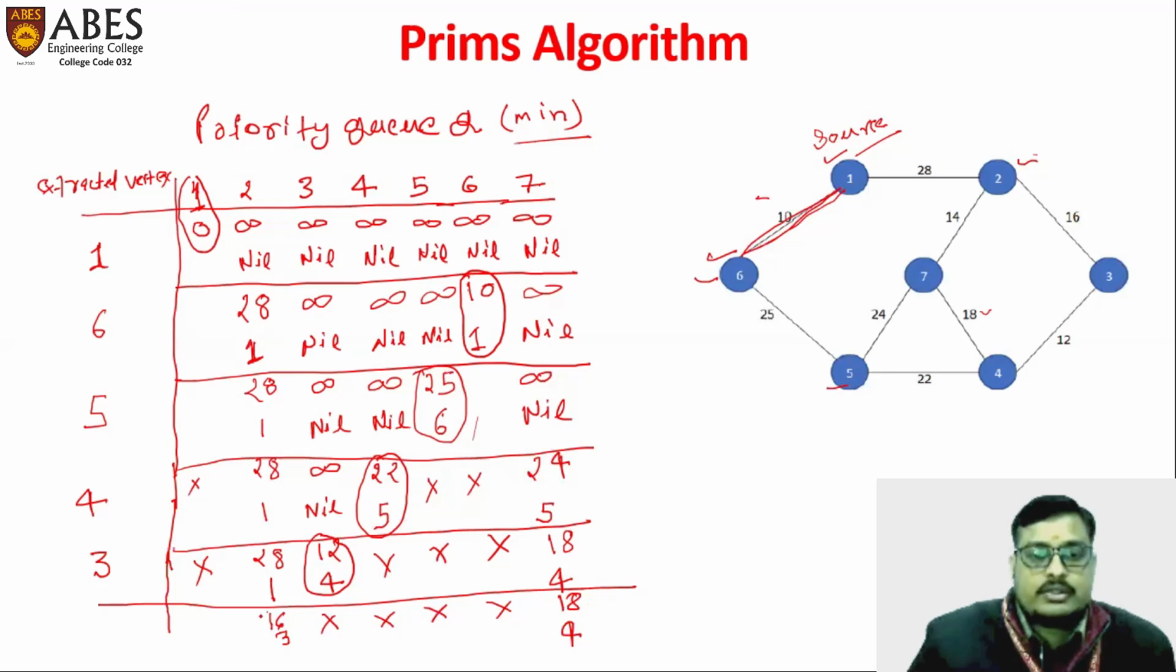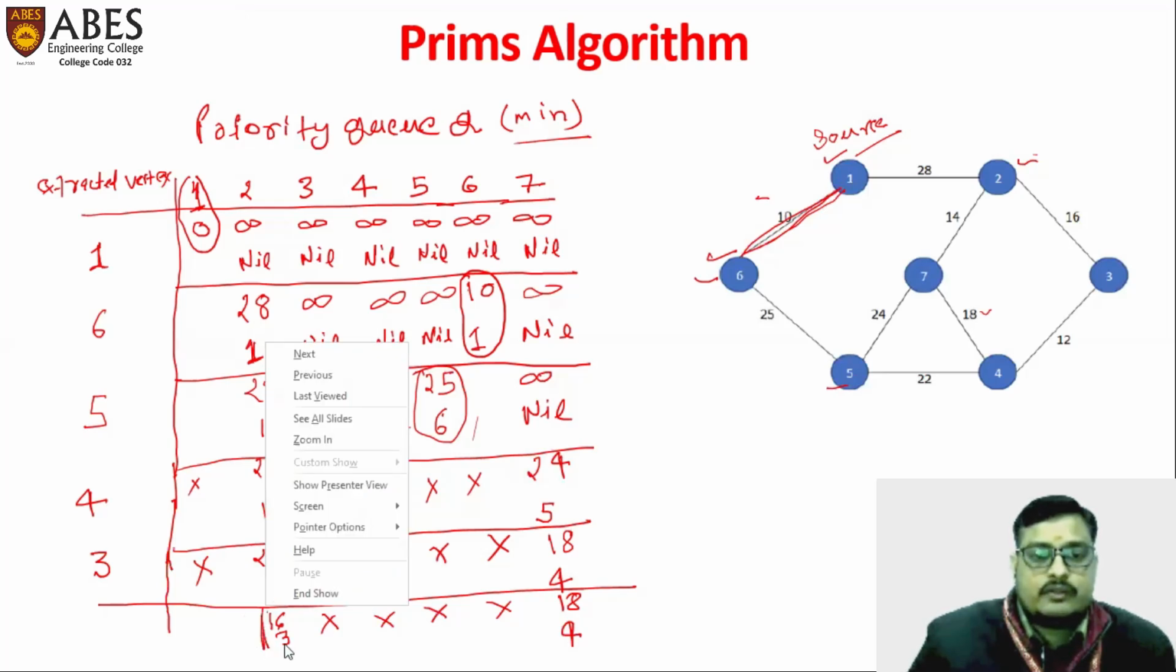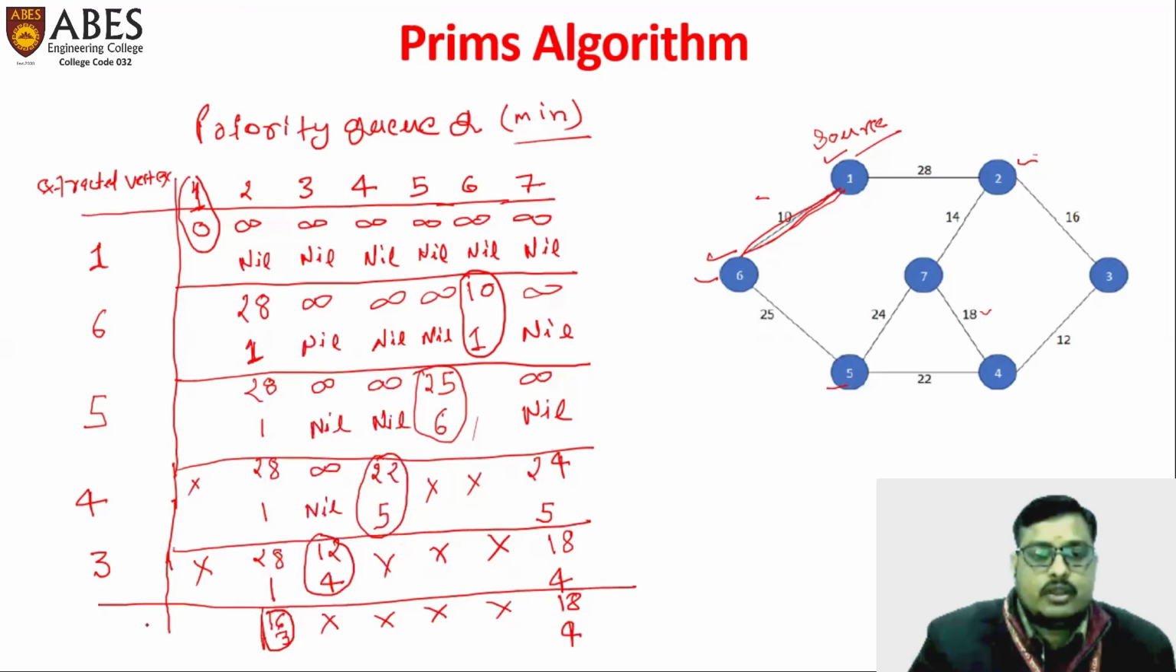minimum cost, 16, belongs to 2. So we'll select this vertex 2. We'll just select this vertex 2 from here. We'll put 2 here. This is selected. And now we can see here what are the vertices we have selected.